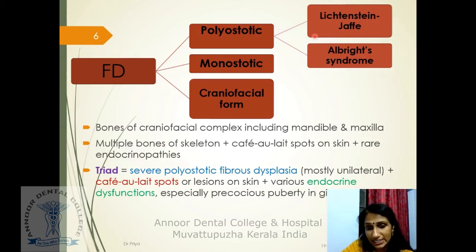If it is Jaffe-Lichtenstein type, you will have multiple bones being affected along with pigmentation. So these two together is this type. These three together is McCune-Albright syndrome. So basically it is a triad. McCune-Albright syndrome is a triad wherein you have multiple bones being affected or severe form of fibrous dysplasia, mainly unilateral, along with the pigmentation and endocrine changes. Especially you get precocious puberty in girls. It's more common in females, where the puberty is going to be affected.